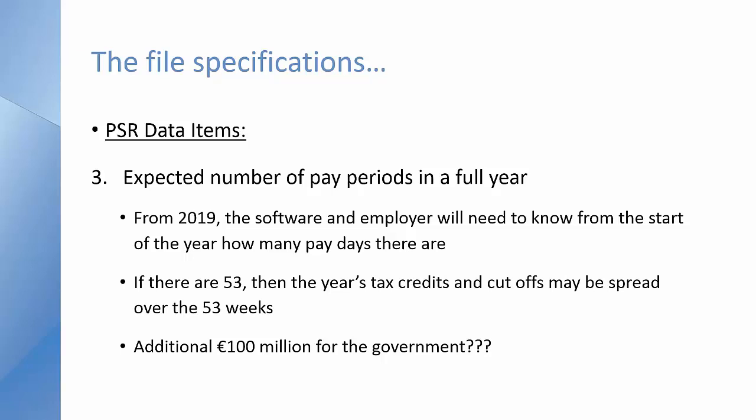Expected number of pay periods in a full year. This, in my view, is what may end up paying for whatever PAYE modernisation may cost to implement. At present, if there are 53 pay days in a tax year, the employee gets an additional week's tax credits and cut-offs in week 53. From 2019, the software and the employer will need to know from the start of the year how many pay days there are. If there are 53, then the year's tax credits and cut-offs may be spread over the 53 weeks, as against being spread over the 52 weeks with an additional week being given in week 53. And my own back-of-the-envelope calculation is that this could add at least €100 million to the government coffers each year.